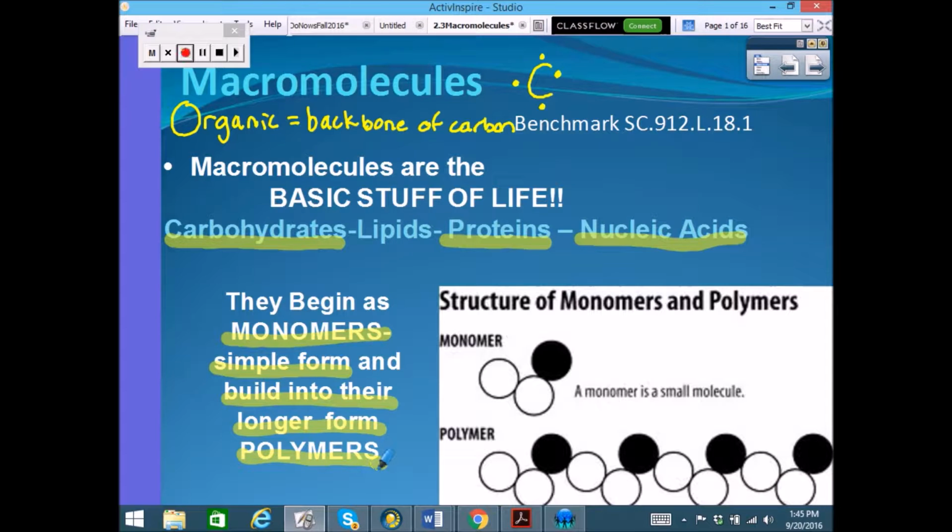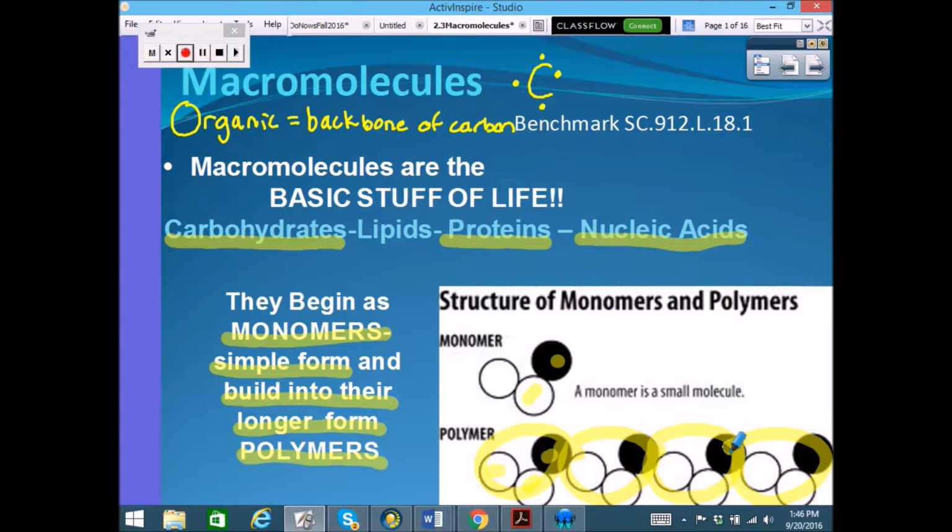So make sure that you know that the monomer, what does mono mean? One. Poly? Many. So monomer is one unique subunit. A monomer is a small molecule. And when you put a whole bunch of those monomers together, you start to build what is called a polymer.